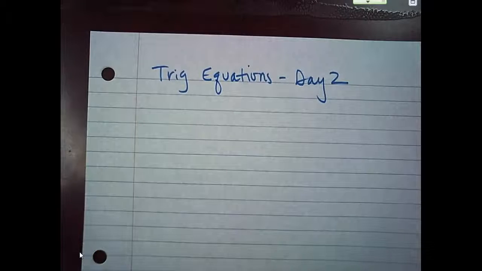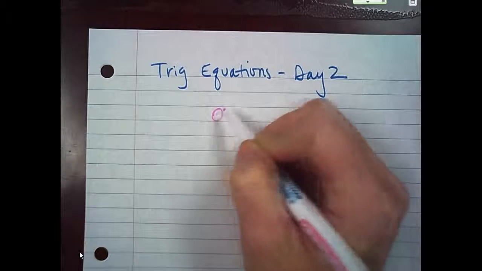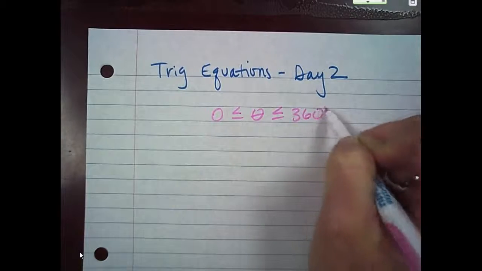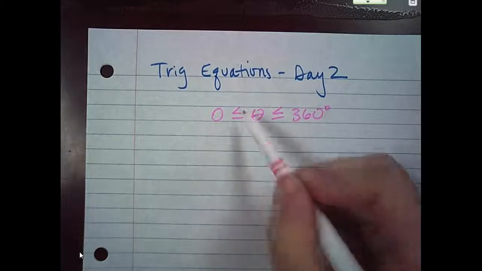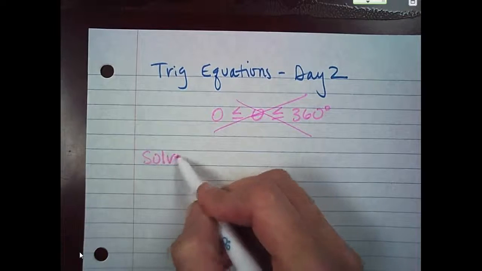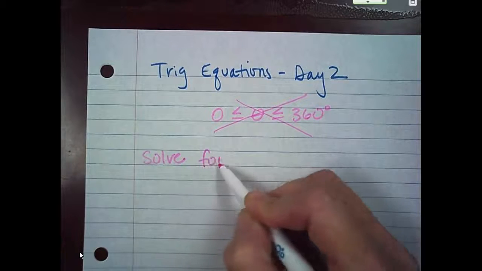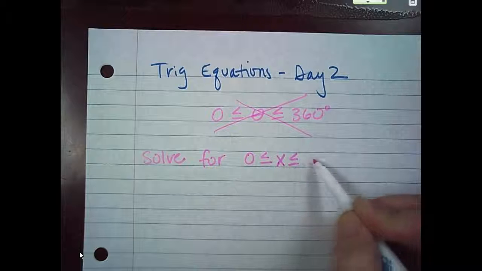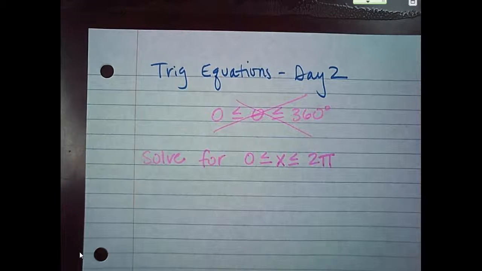Okay, so yesterday, guys, we talked about moving around the unit circle with degrees. The directions would say solve, and it would give you from 0 to theta all the way to 360, right? We're not going to do that today. Today we're going to actually solve, and the directions will say for 0, and instead of theta, we're going to do x, meaning radians, from 0 to 2 pi.